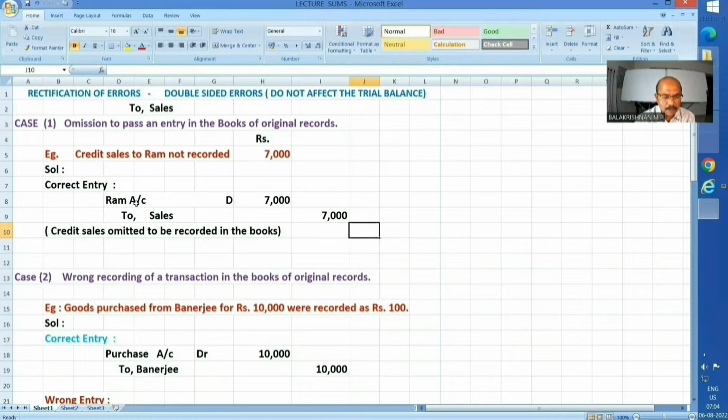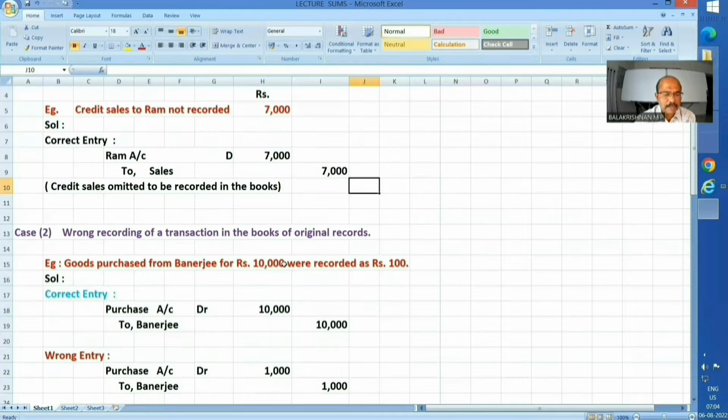Personal account, the golden rule says debit the receiver. Ram is the receiver from the point of view of the business. Hence, he has been debited. And a real account says credit what goes out. Sales has been credited. Kindly watch my initial videos and see a narration also. Credit sales omitted to be recorded in the books.